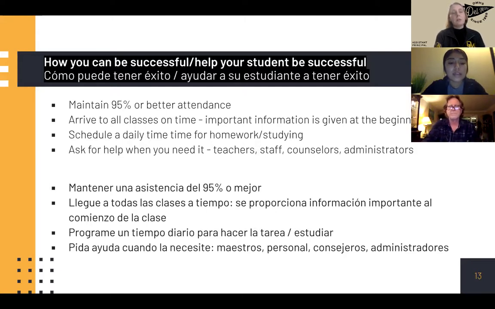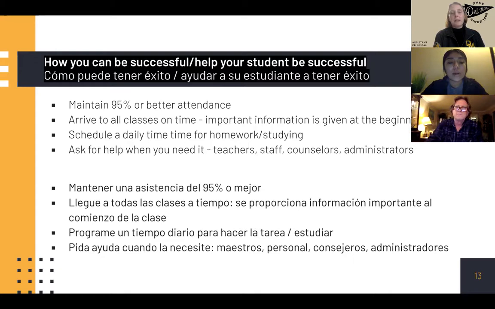Also, trying to schedule as much as possible a daily time for homework or studying. And sometimes this can be hard with family schedules or work or other commitments that come up. But the more it can become a habit and something that's just the expectation: I get home, I have a snack, I do some homework, I do some studying.